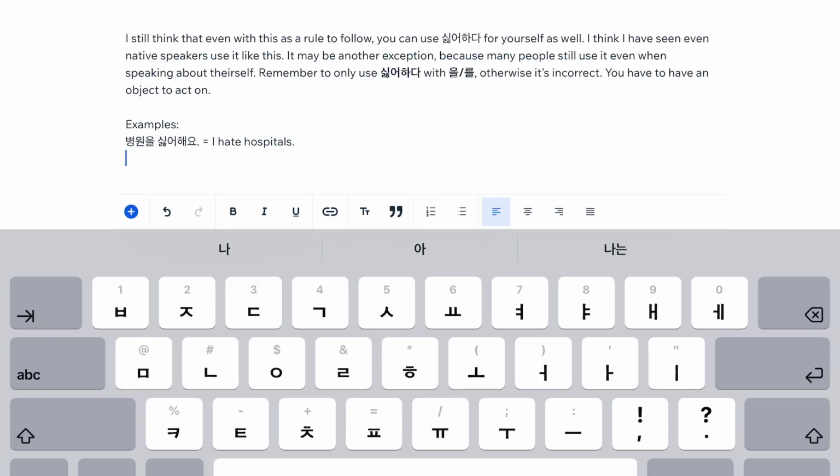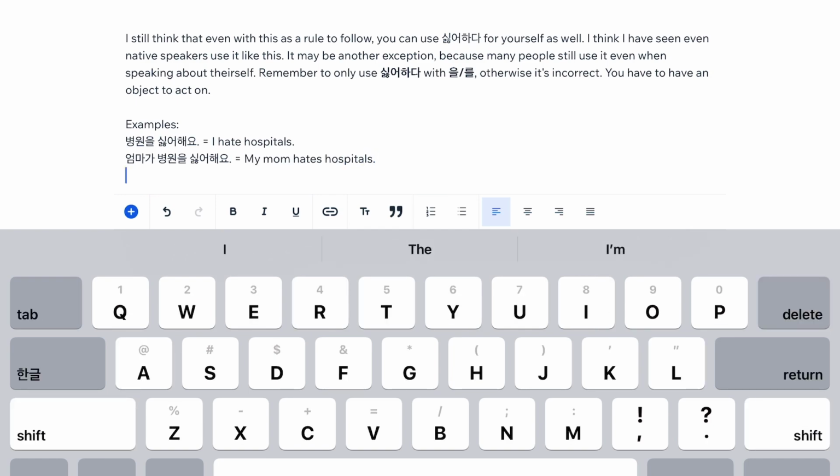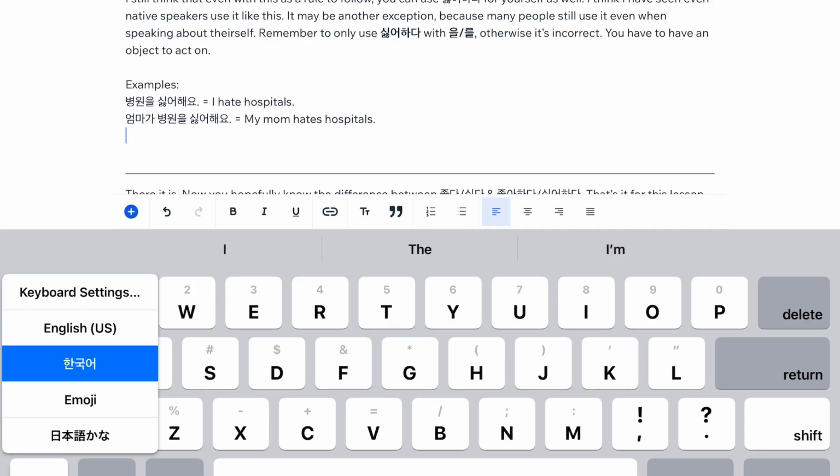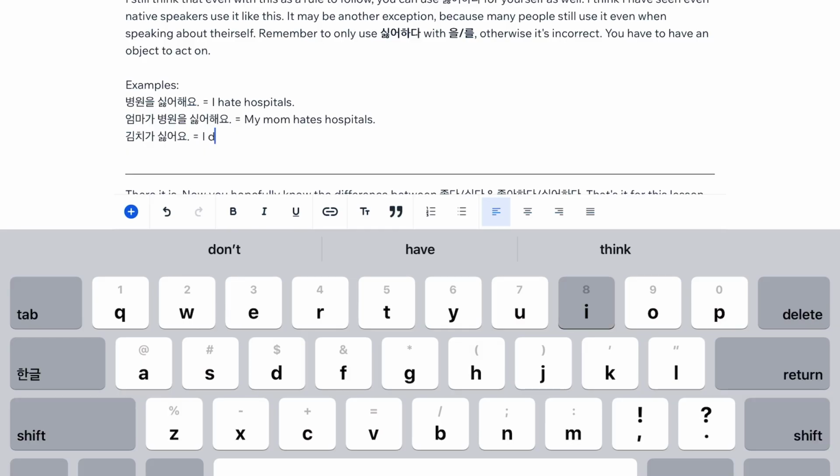Now I could say 엄마가 병원을 싫어해요. My mom hates hospitals or doesn't like hospitals. But hate just feels better, right? It's like stronger. And then 싫어요. Earlier we said kimchi was good. Let's say 김치가 싫어요. This doesn't mean kimchi is bad. It just means I don't like kimchi.